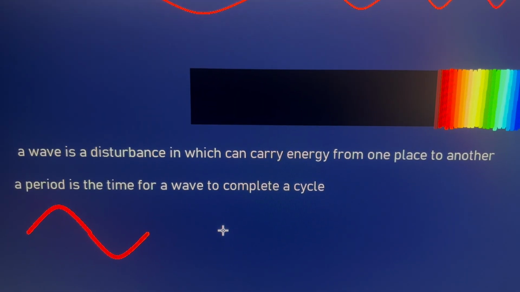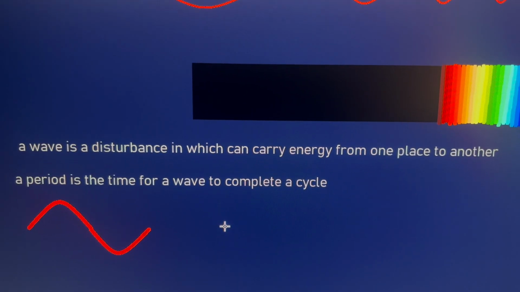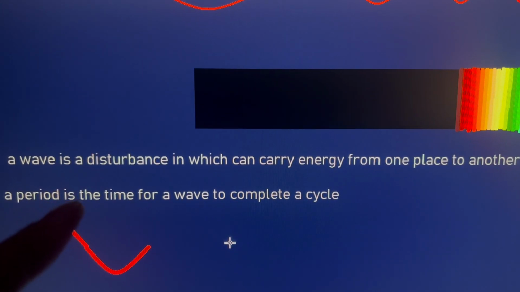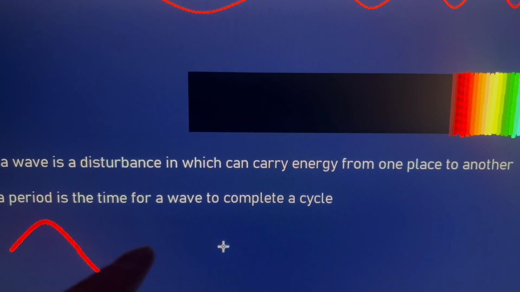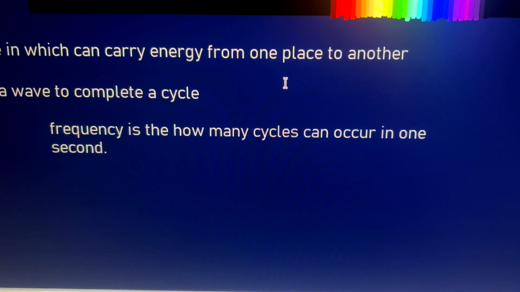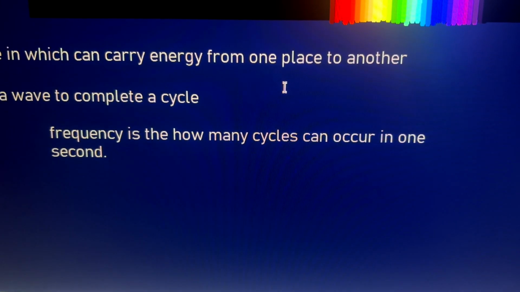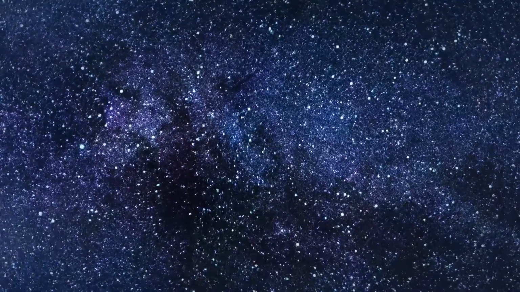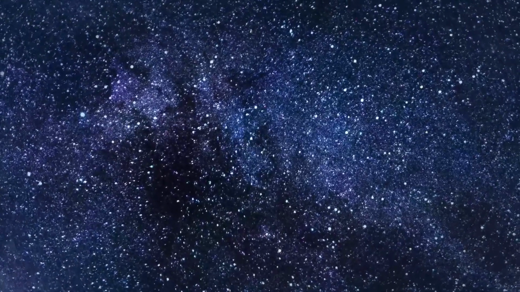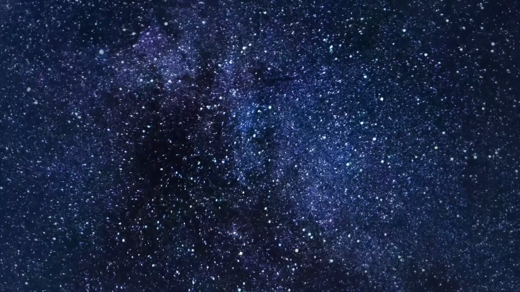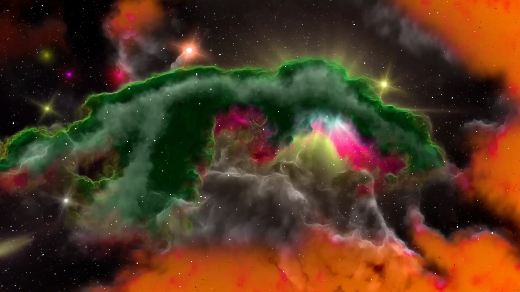Now a period is the time for a wave to complete a cycle. So a cycle is just when the wave goes up and down and meets back at the center point. And the frequency is how many cycles can occur in 1 second. And just like I talked about earlier, the frequency is measured in hertz, which is how many times a wavelength does 1 cycle in 1 second.